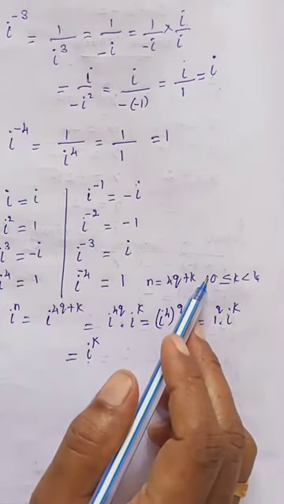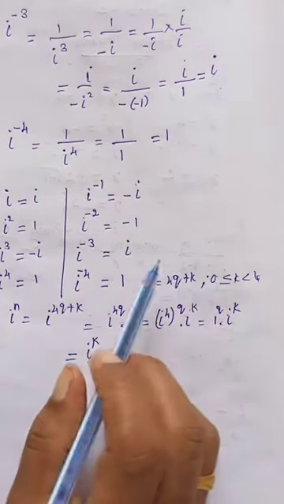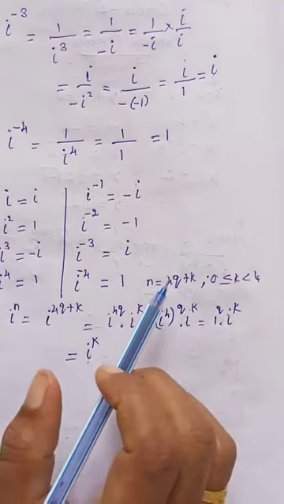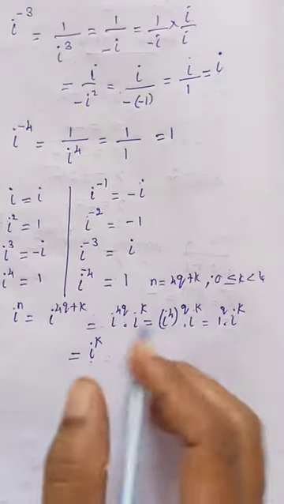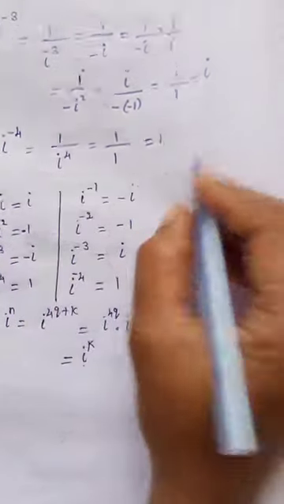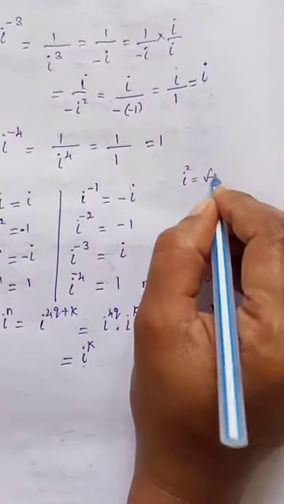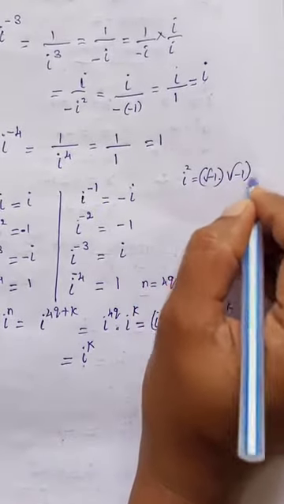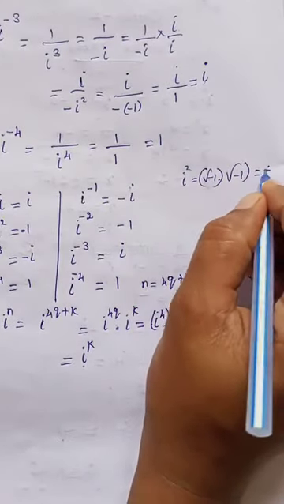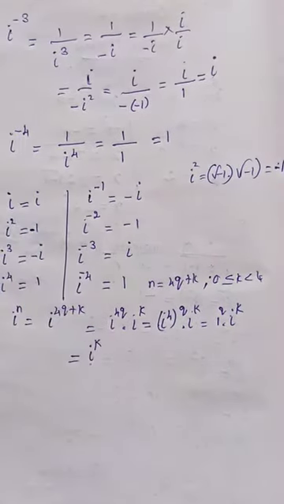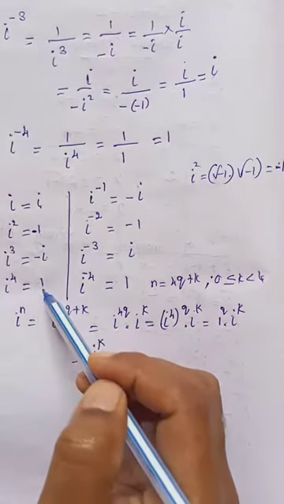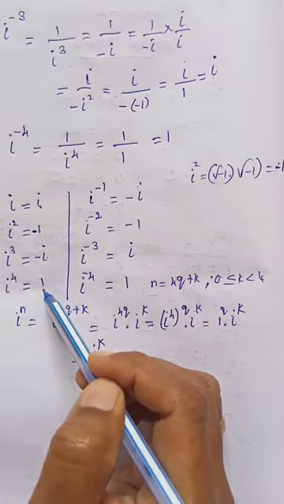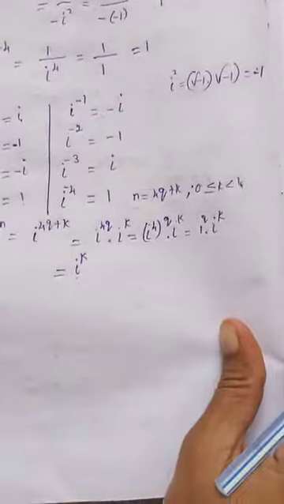If it is i^0, we know that is 1. i^1 is i, i^2 is minus 1, i^3 is minus i, and i^4 is 1. See, i is the square root of minus 1, so i squared is root minus 1 into root minus 1, that is minus 1, not plus 1, minus 1. So the 4 values are i, minus 1, minus i, plus 1. Using this only we are going to do the sums. Shall we move to the problems?